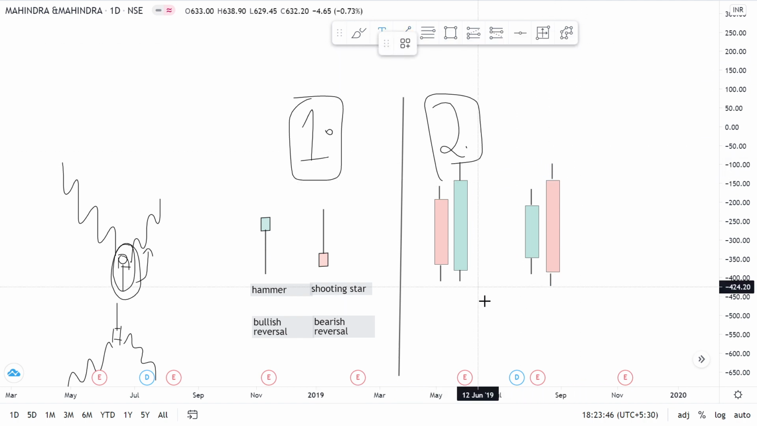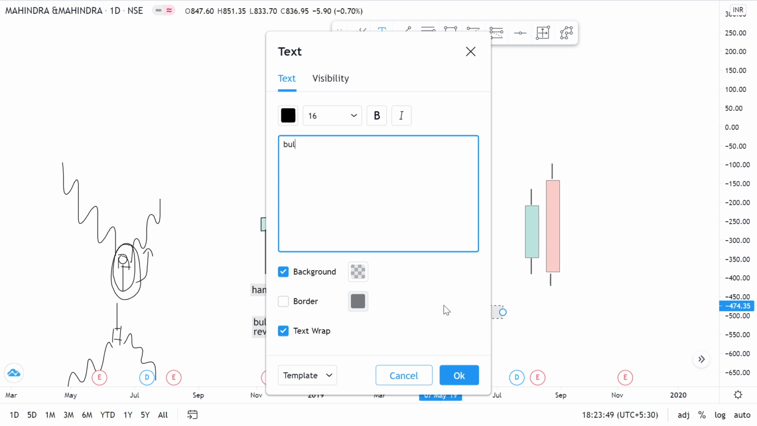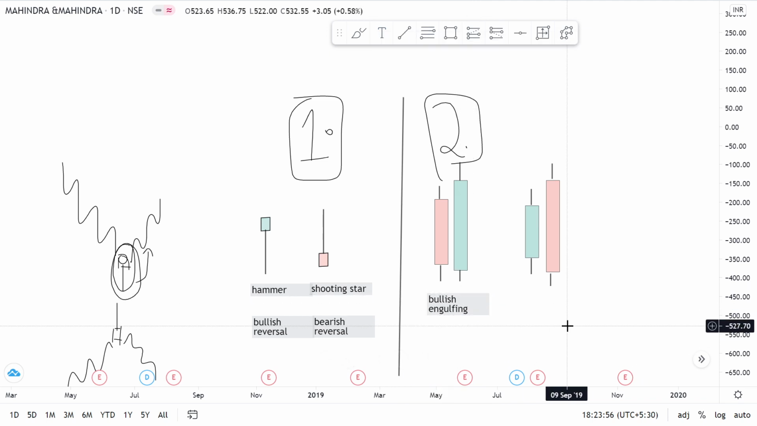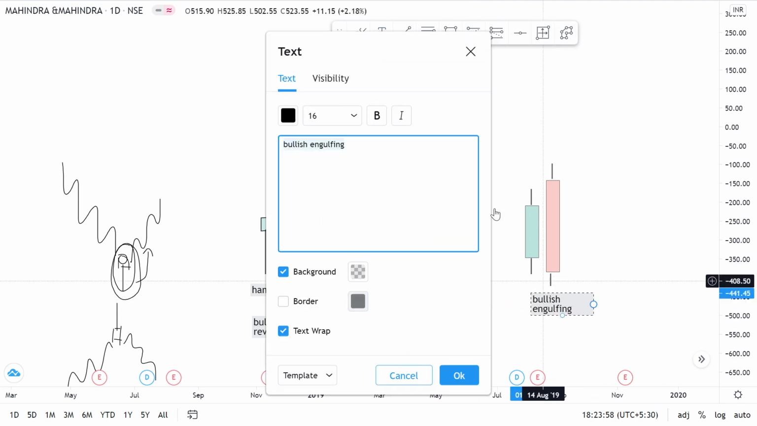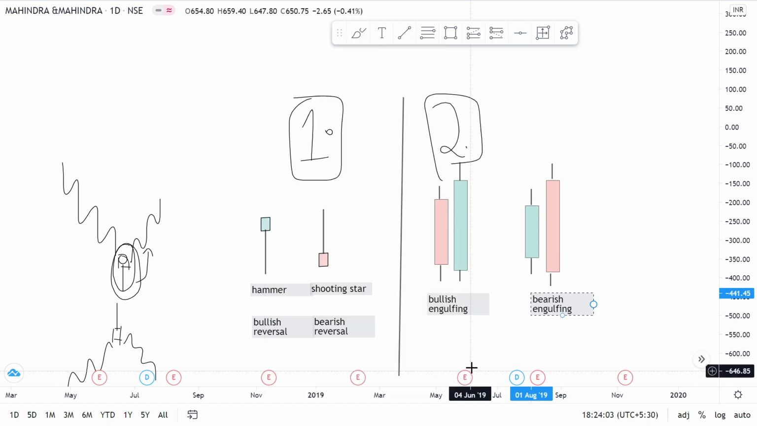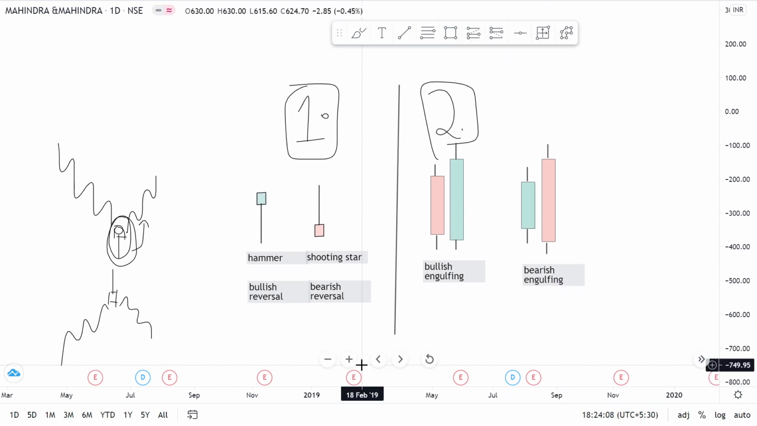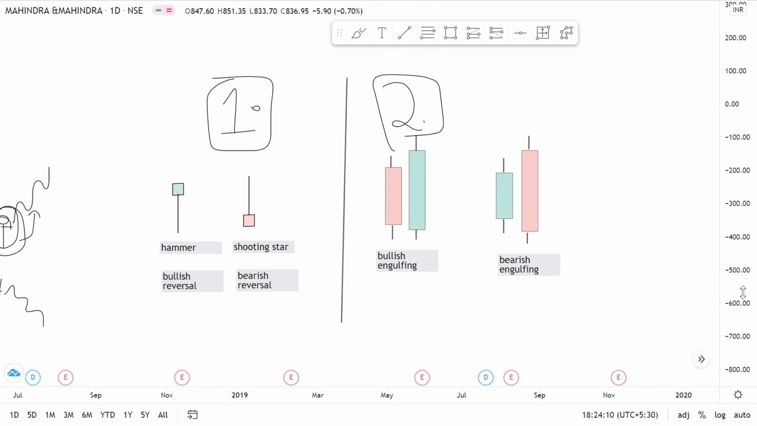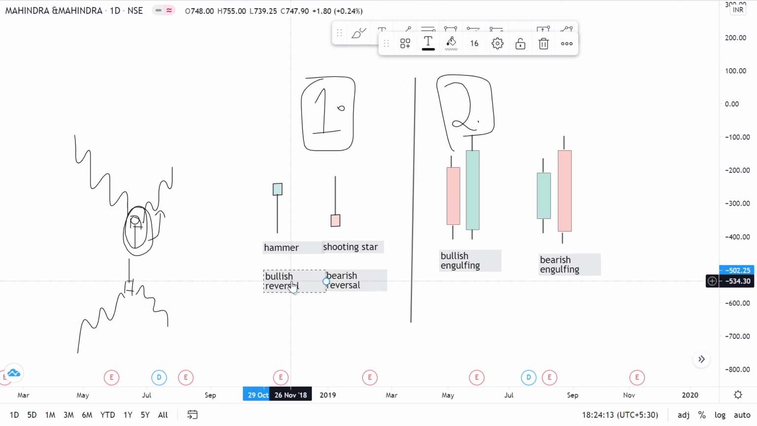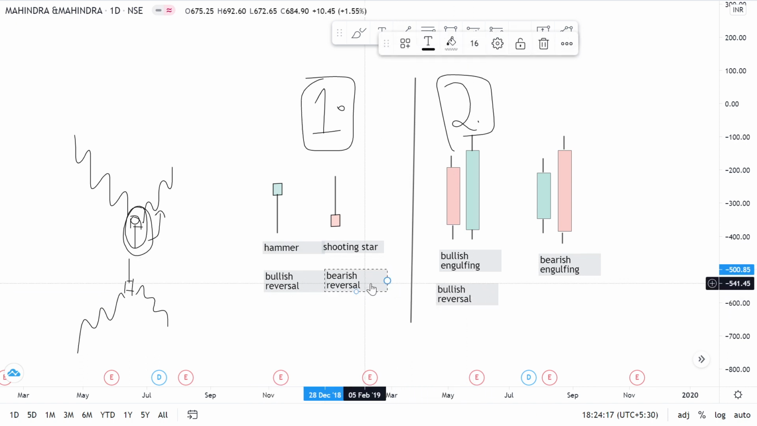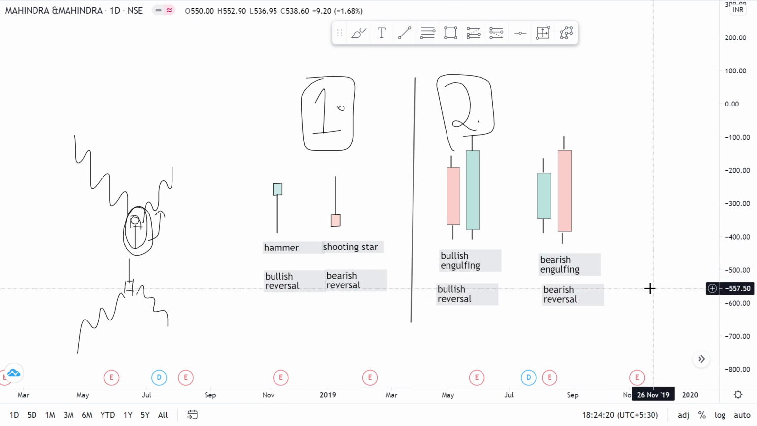So this candlestick pattern on the left is called bullish engulfing, and on the right it's pretty obvious, this is called a bearish engulfing. So what are bullish engulfing and bearish engulfing? A bullish engulfing is again a bullish reversal pattern. A bearish engulfing is a bearish reversal pattern.